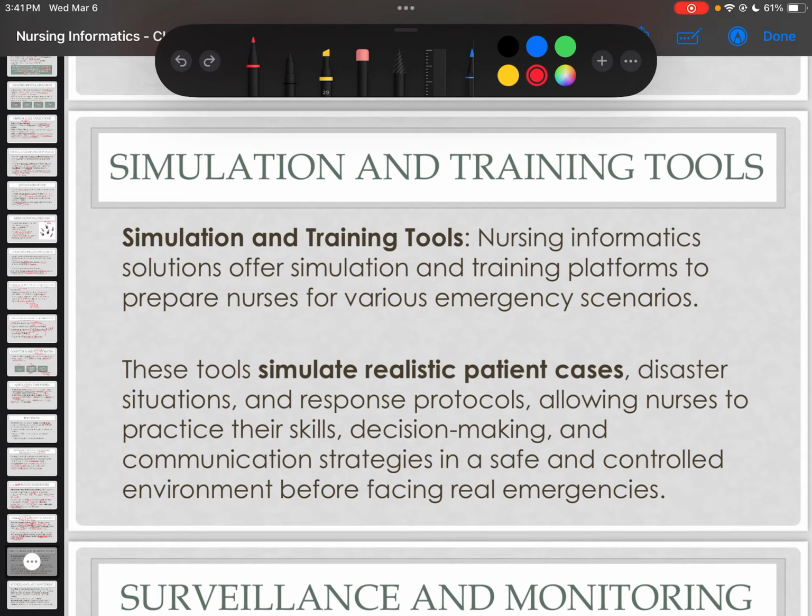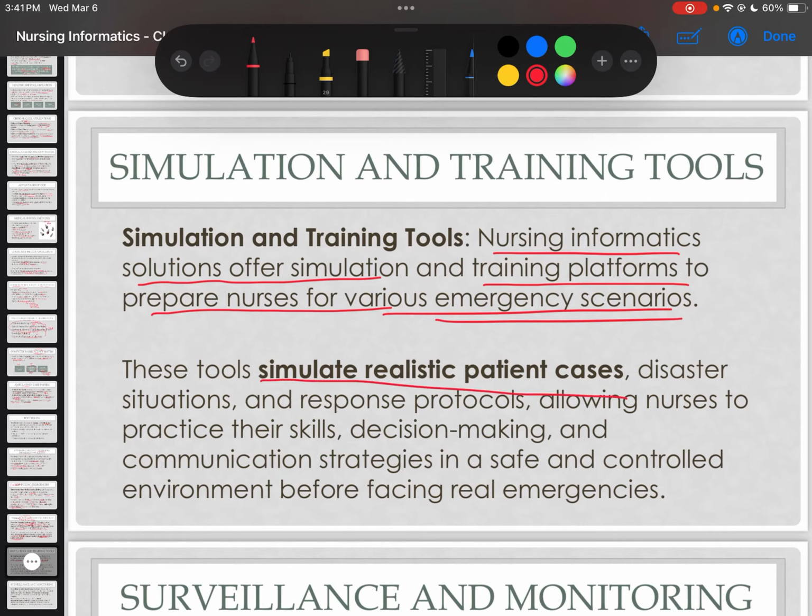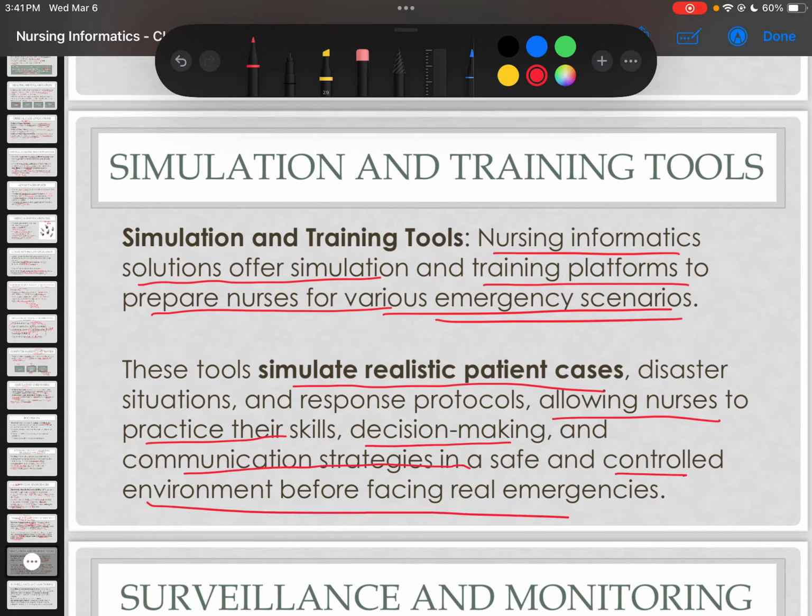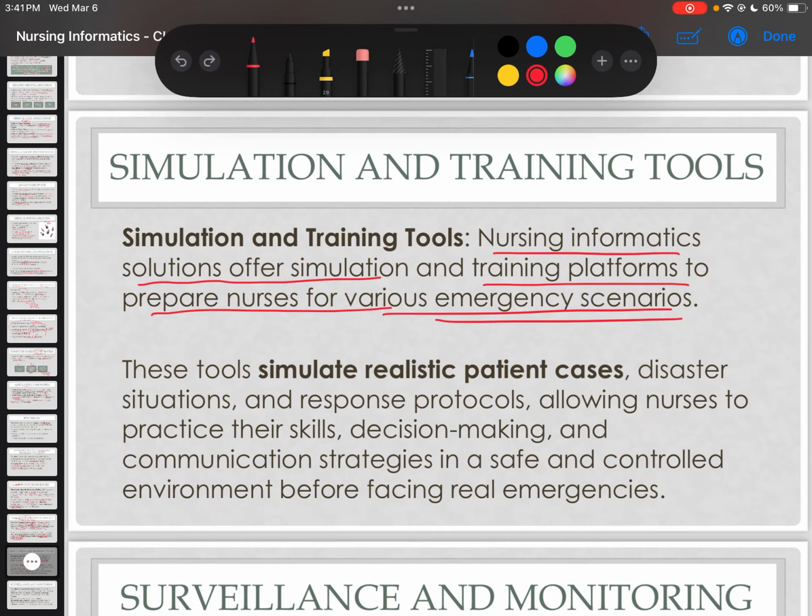We also have simulation and training tools. Nursing informatics solutions offer simulation and training platforms to prepare nurses for various emergency scenarios. These tools simulate realistic patient cases, disaster situations, and response protocols, allowing nurses to practice their skills, decision making, and communication strategies in a safe, controlled environment before facing real emergencies.